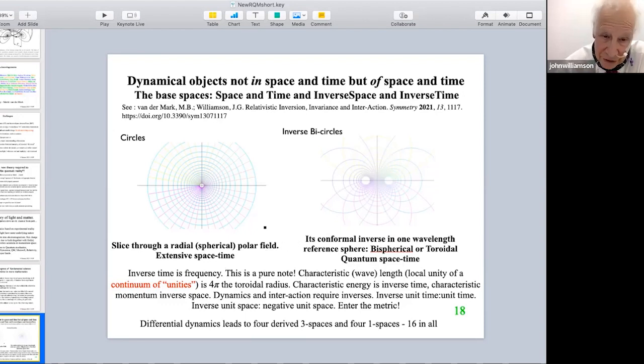Now, inverse time is frequency. Inverse space is momentum. But how does that metric come into this? The metric comes in by having a look at the difference between, if you like, 1/1, between real. If you take the metric plus, minus, minus, minus, what you have really, if you think about it, is these things that square to minus 1, they're like imaginary dimensions.